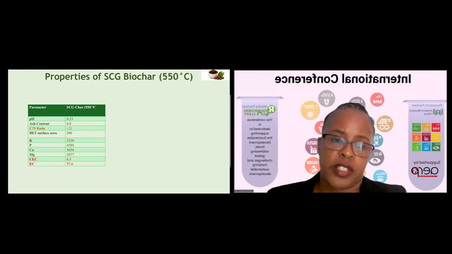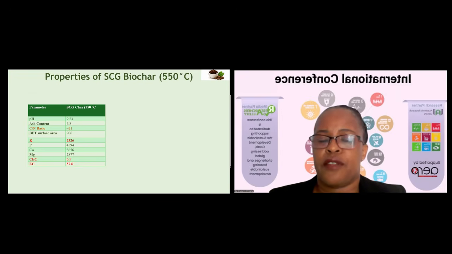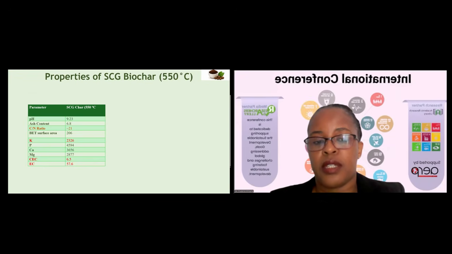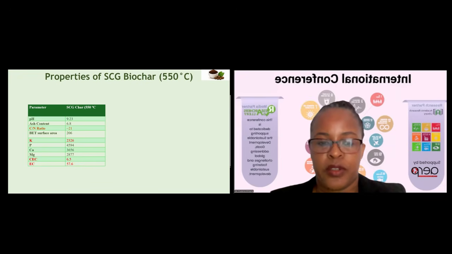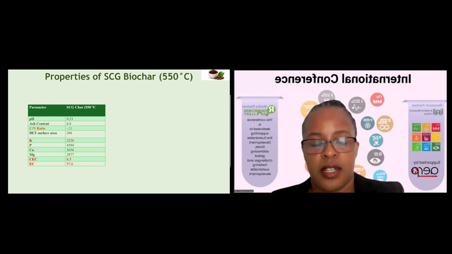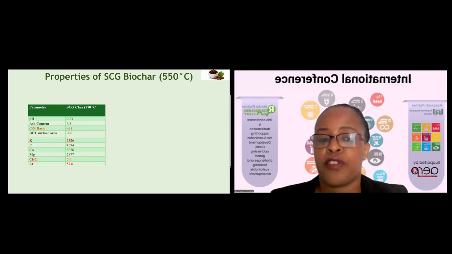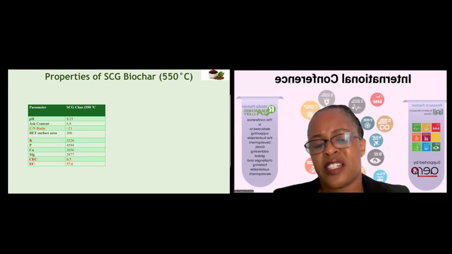The spent coffee grounds that I used were pyrolyzed at 550. So these are some of the properties. The ones that I've highlighted in red are the ones that we need to be careful about. These would be a challenge in salt affected soils. High potassium is not very good because it will add to the salt level of the soil. They've got lower cation exchange capacity.